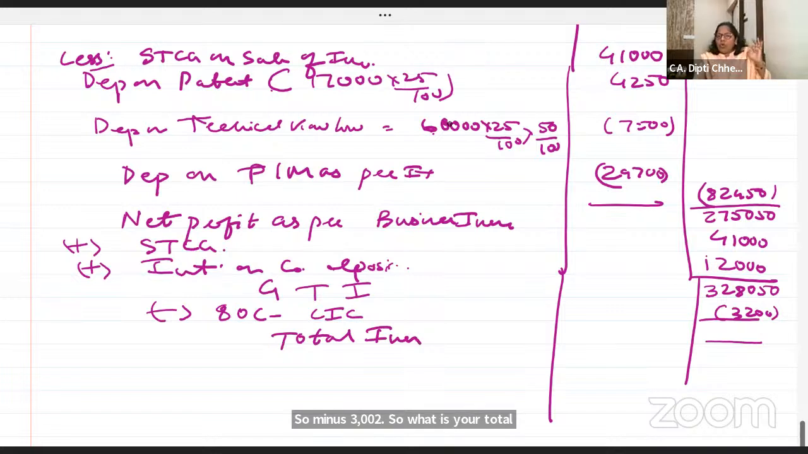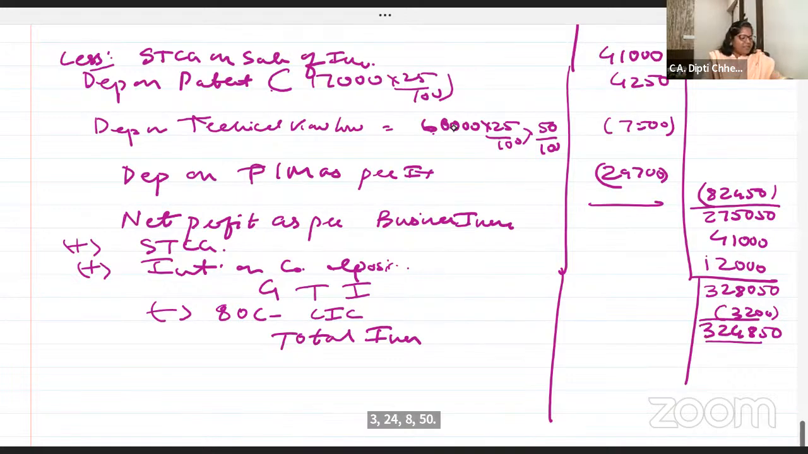Please compute total income only if asked. Otherwise क्या करोगे बेटा आप? सिर्फ business income निकाल के छोड़ दो. Just compute the business income. That's all. 324,850. And now they have asked you tax on this.